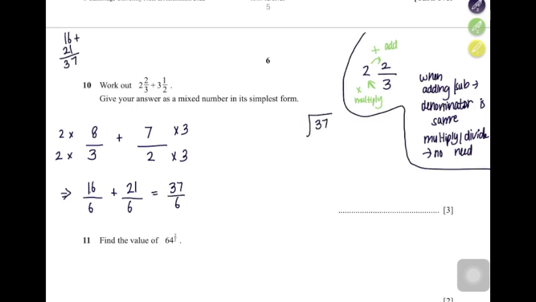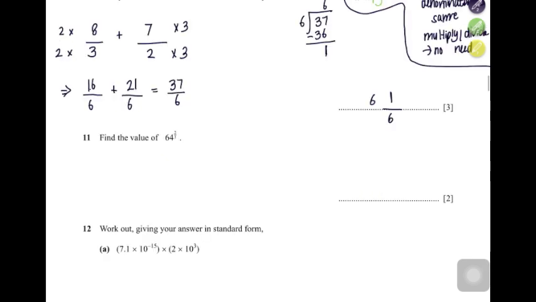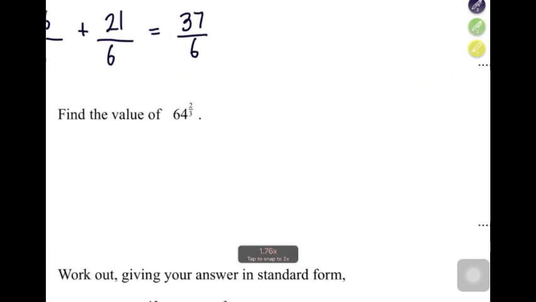37 divided by 6. 6 times 6 is 36, and we're left with 1. Then the other two numbers, 6 and 6. 6 1 by 6. Now find the value of 64 to the power 2 by 3.